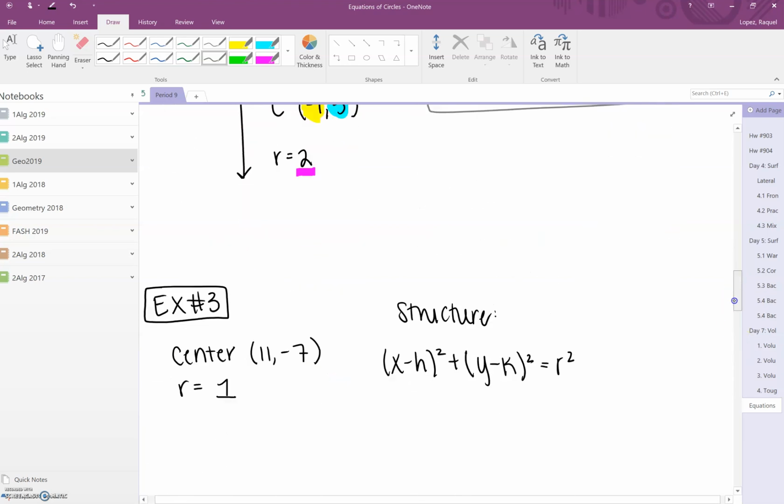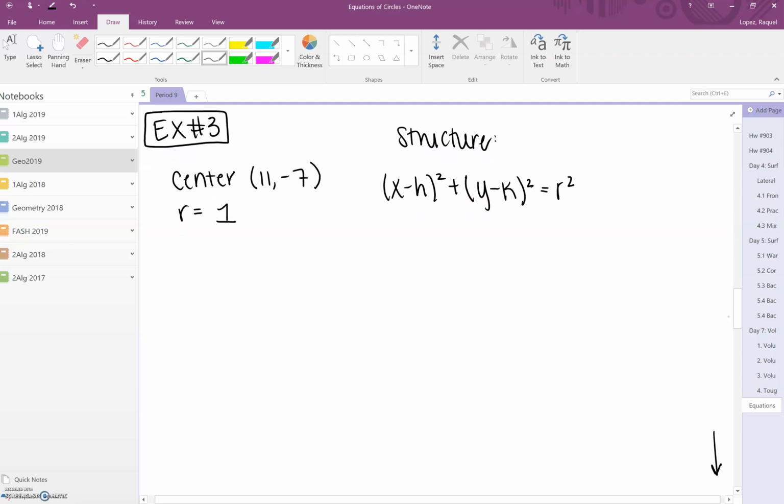All right, so let's take a look at another example. Let's write the equation of a circle with center at (11, -7) and a radius of 1. So 11 is going to go in for h, -7 is going to go in for k, and 1 is going to go in for the radius. Let's plug those values in. So (x minus 11) squared plus (y minus -7) squared equals 1 squared.